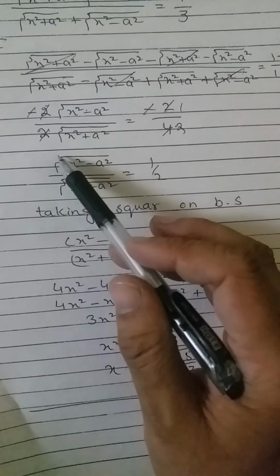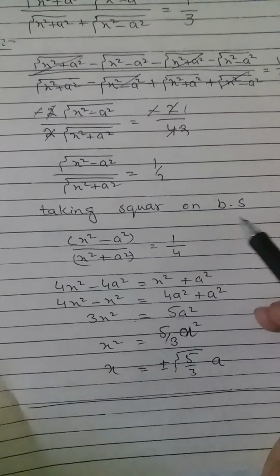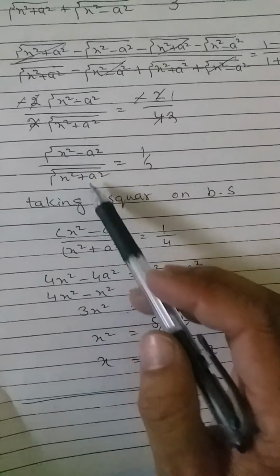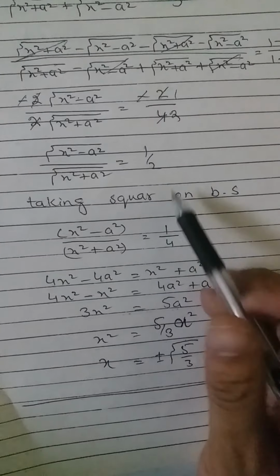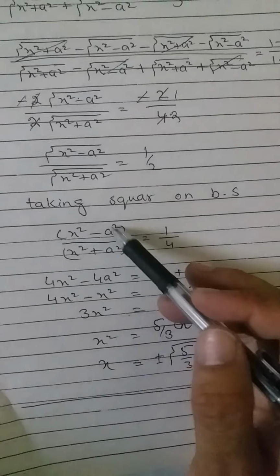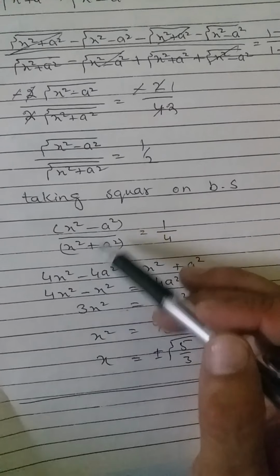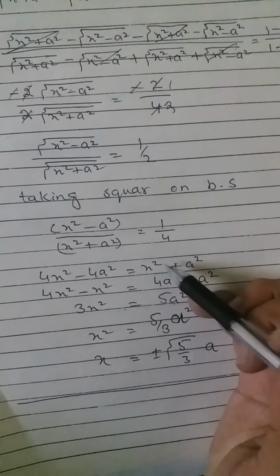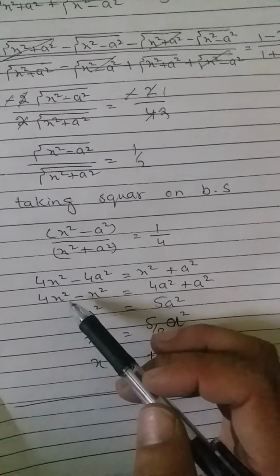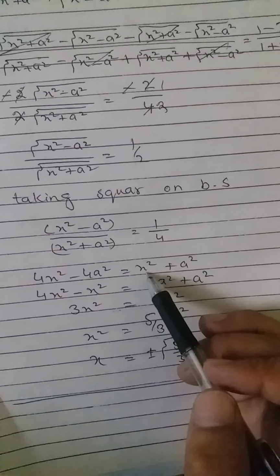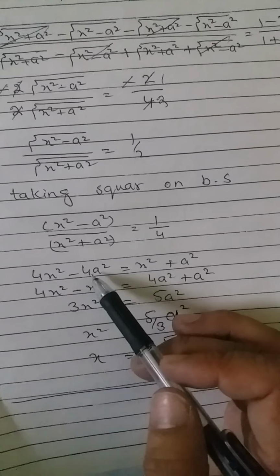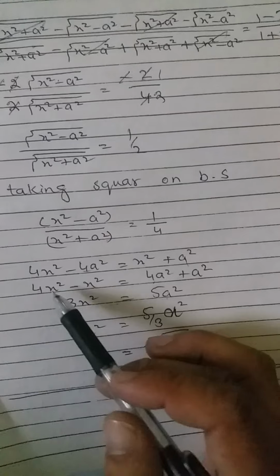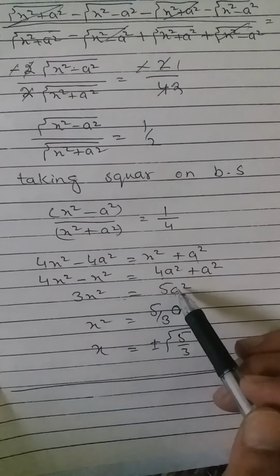Now to remove this under root, we take square on both sides, so square root cancels with square, so we have result these two values from this, and this is equal to 1 and 2 square, 2 2s are 4. Then by cross multiplication, so 4 multiplied with these two, so 4 times x square minus a square is equal to x square plus a square. Then accommodate the same variables to one side, so 4x square minus x square, if x moves from this side, and 4a square becomes plus to this side and plus a square. So this results 3x square and it results 5a square.